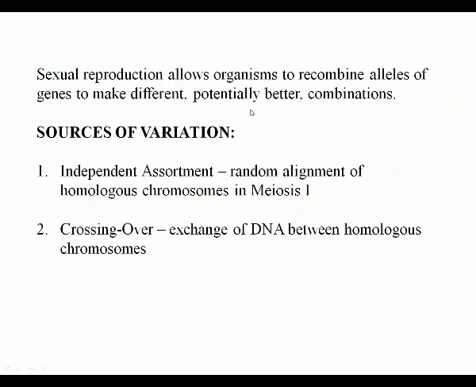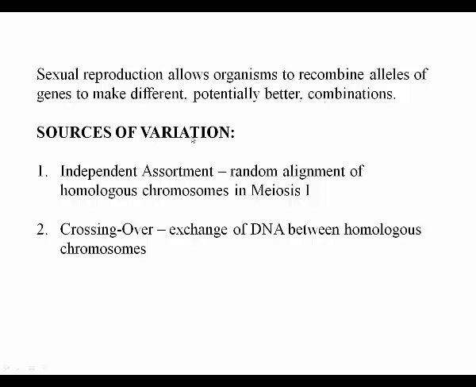Sexual reproduction allows organisms to recombine alleles of genes to make different, potentially better combinations. That's the benefit of sexual reproduction. The benefit is to take genes or alleles of genes from two different individuals and create new combinations so that the offspring may be better suited for the environment. This is something that asexual reproduction can't do because the offspring of asexual reproduction are genetic clones of their parent. And so there's no combination or potentially better arrangement of genes better fit for the environment.